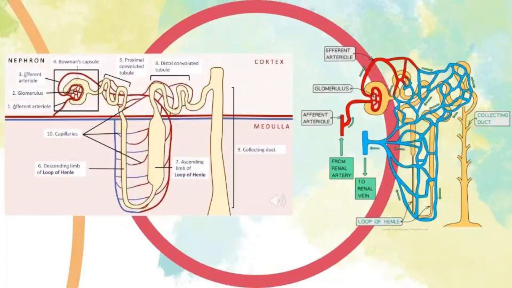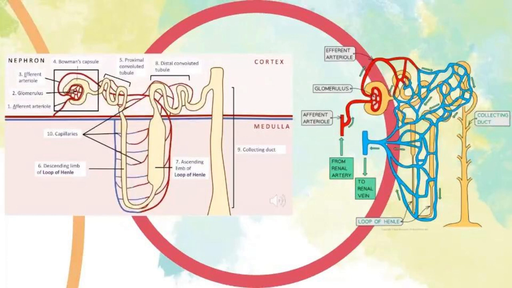So we maintain a salty environment in the medulla, which makes the water that was filtered through the glomerulus into the Bowman's capsule, through the proximal convoluted tubule, and then into the loop of Henle move out. Again, we're going to go through this in much more detail. This is just very much an overview. And then from the descending limb, we have the ascending limb. And in the ascending limb, we still have movement of water and other things in and out.